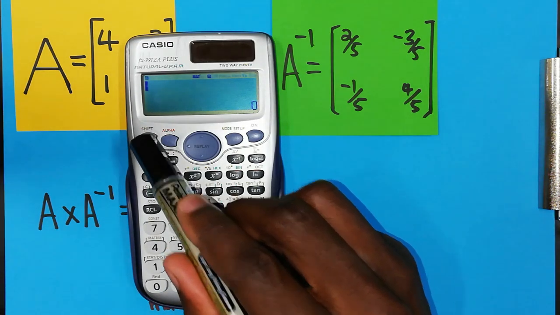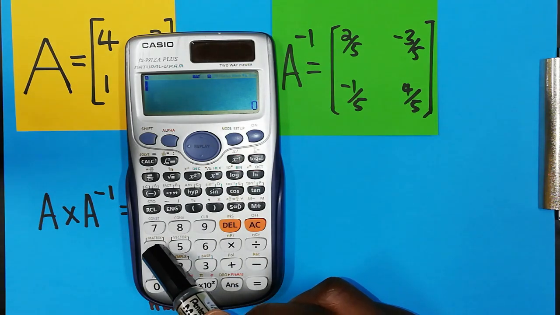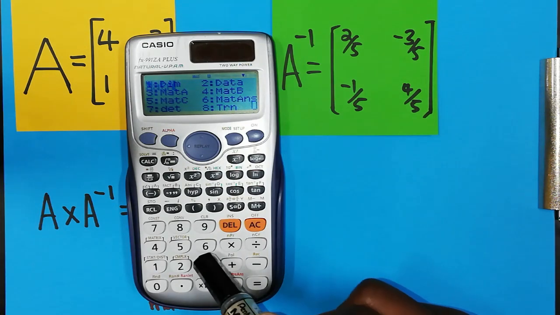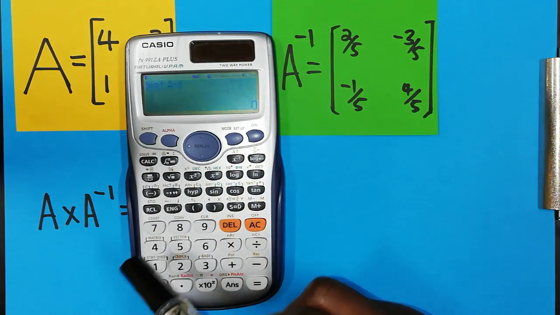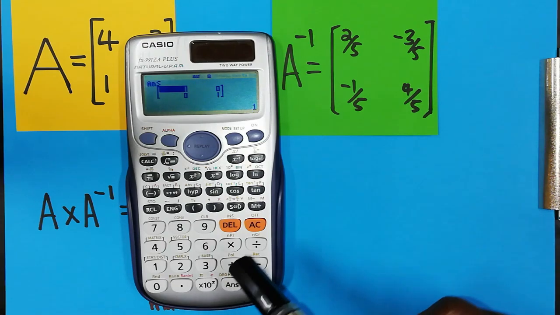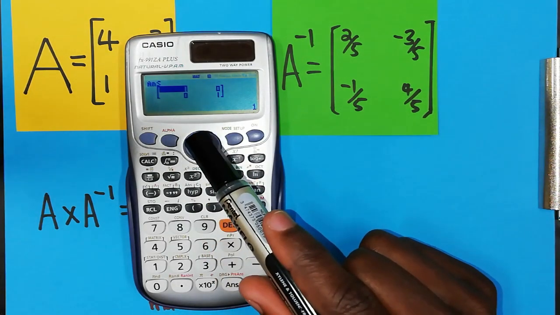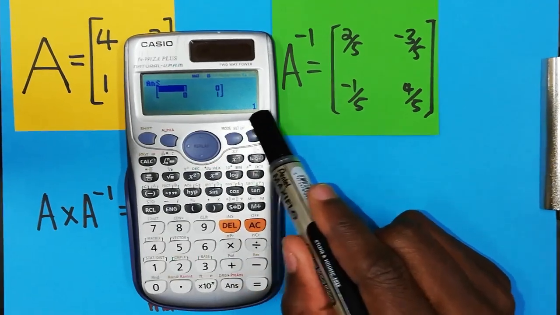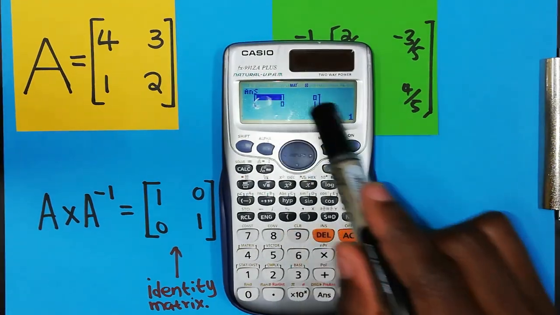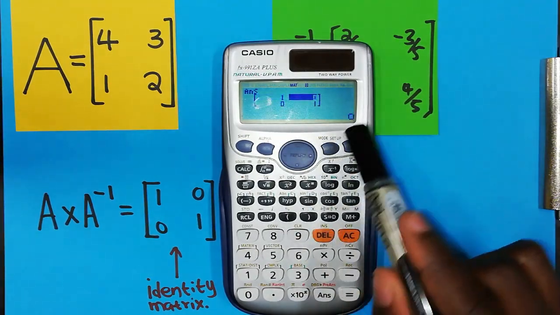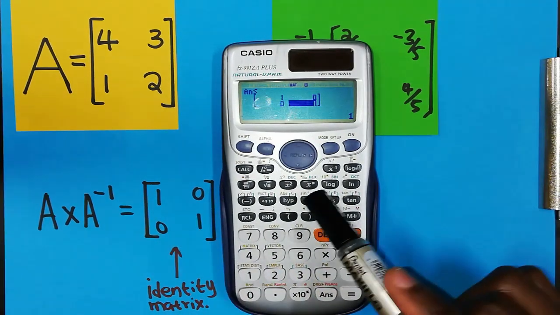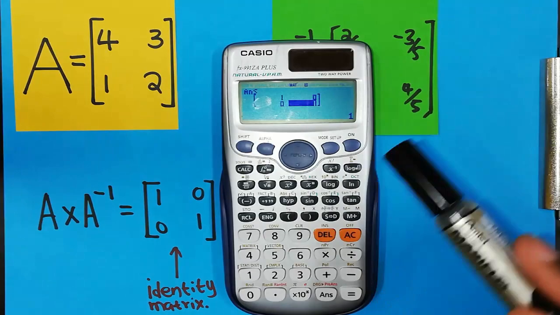AC, saved. Then I access the memory, 4, and then the first one is A, multiplied by the second one, B. Okay, this is the answer. You can check it right here at the bottom. The first element is 1, the second one is 0, and 1. So it means whatever we did is correct.